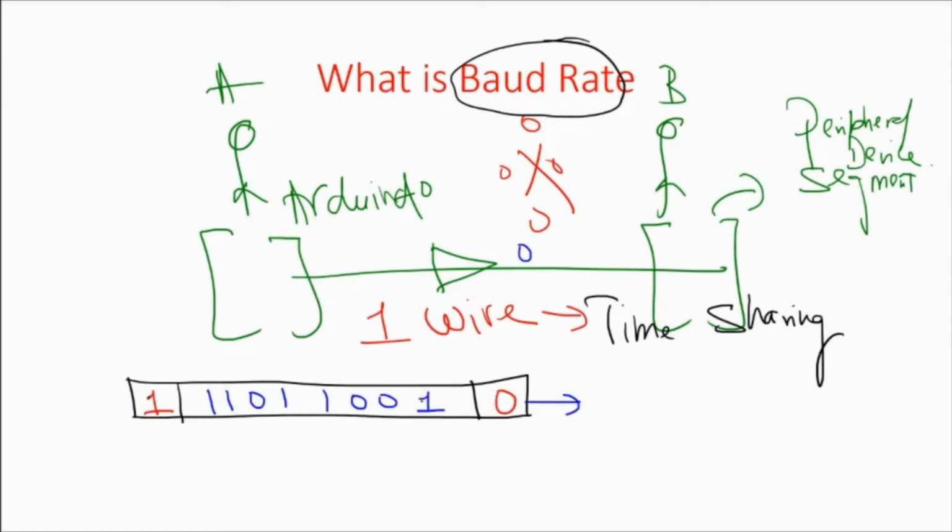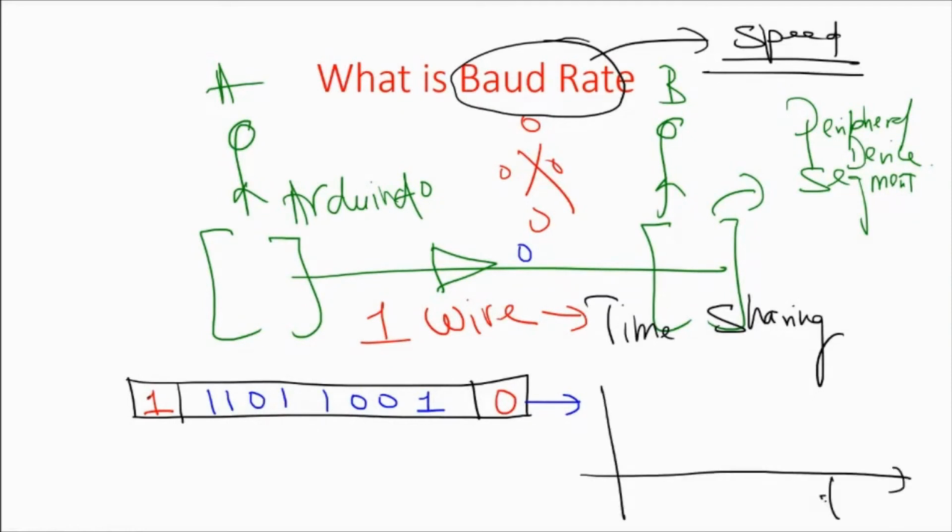Baud rate defines the speed of serial communication. Speed means, after having transmitted 0, let me draw a graph of time. This is time and this is the data. So first I send a 0. 0 means in our case 0 volt. So this is time t equal to 0, and starting from t equal to 0, I am sending a 0.